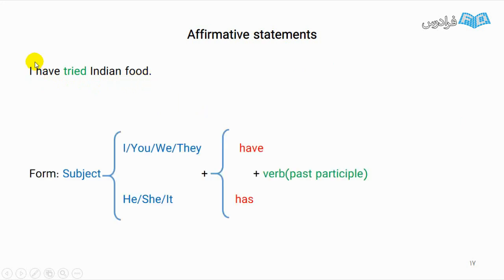Now I want to talk about affirmative statements. I have tried Indian food. Look, the sentence starts with a subject. We have two kinds of subjects, I, you, we, they, and he, she, it. When we have the first group, we have to use have. When we have third-person subjects, exactly singular third-person ones, we have to use has. And after that, tried, we have the third part of the verb that we call the past participle.